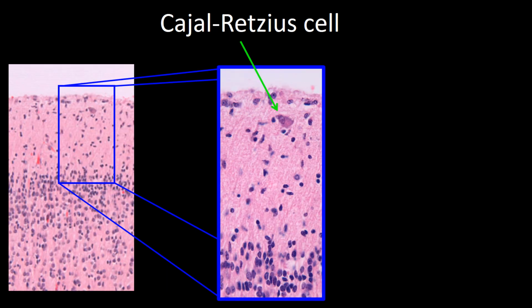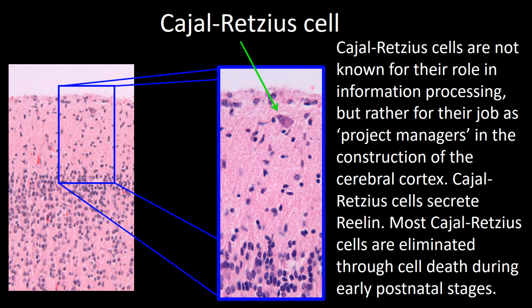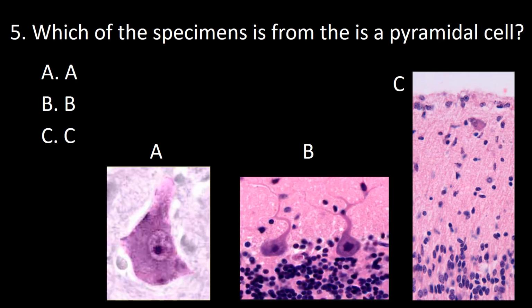The Cajal-Retzius cell is an odd cell. It looks like a pyramidal cell out of place, near the surface of the cortex. They are the project managers of the cerebral cortex formation, and therefore they are rarely found in adults or children. They are not involved with information processing. So the answer to this question is A.